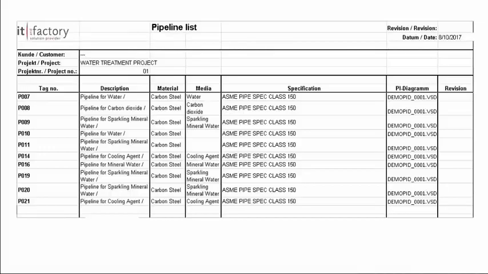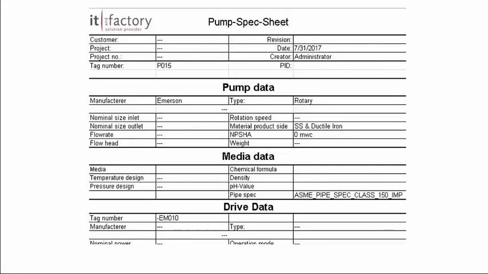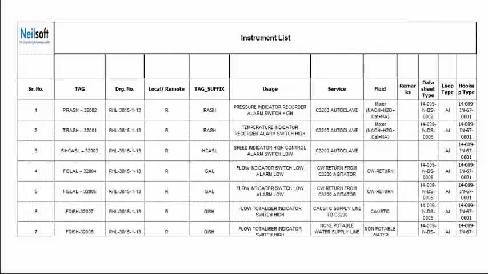This is a typical example of pipeline list, the tag numbers, descriptions, materials. This is the example of valve lists. You can add your tag numbers, manufacturer name, etc. Pump data sheets can also be created from Visio P&ID, and also the instrument list with all the details for the instruments can be extracted in Excel sheet as well as in Word document.